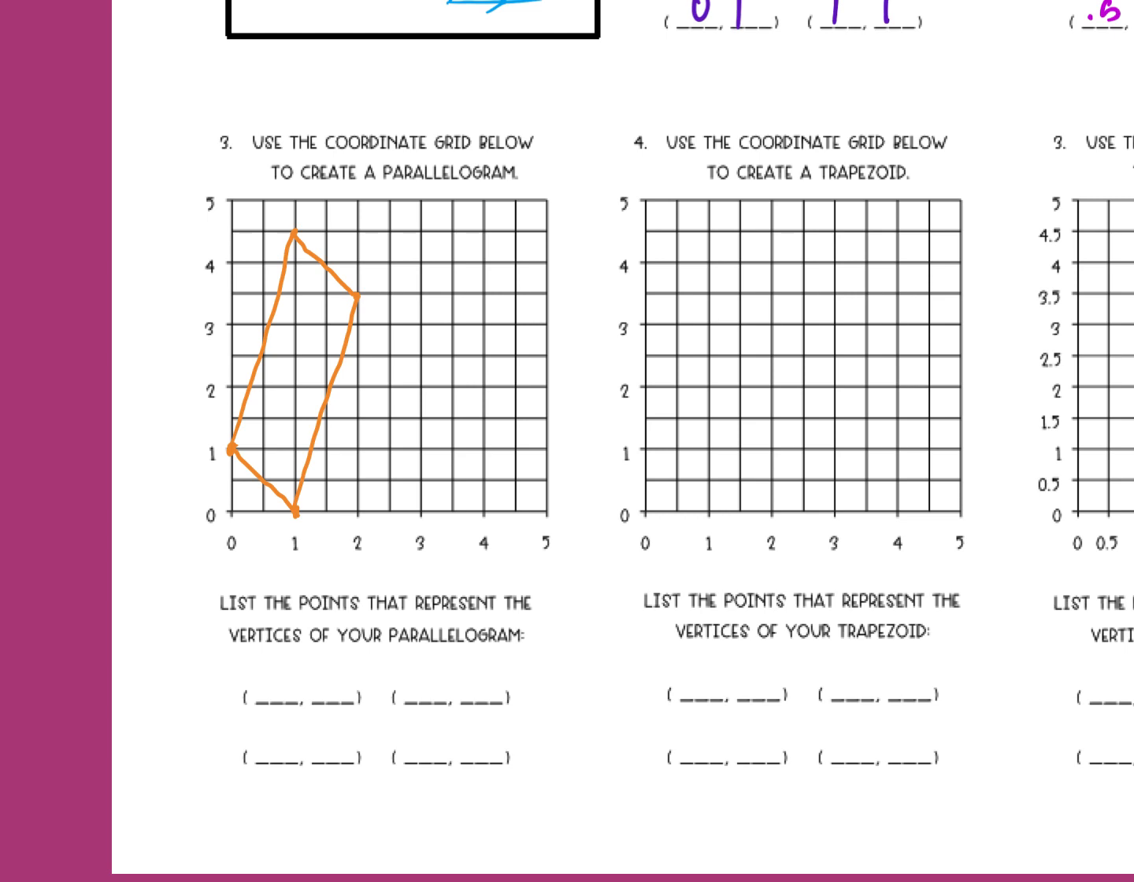So I've got a point at (1, 0), (0, 1), and a point at (1, 4.5), and (2, 3.5). Could I have done my parallelogram like this? Yep, I could have. That's a parallelogram. But I wanted to be different so people could copy me because I'm special.